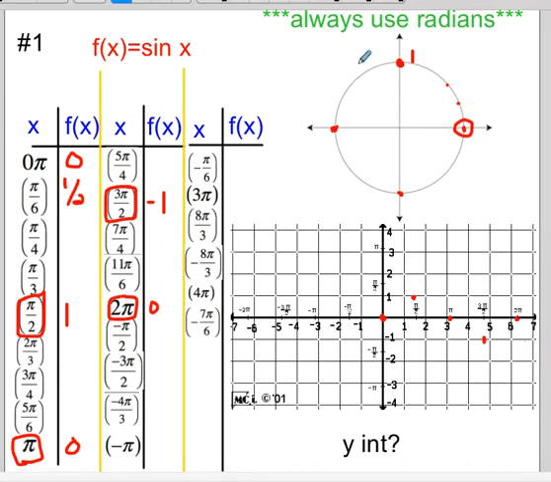And if I wanted to do negative angles, I certainly could. If I did negative pi over 2, just remember negative angles go clockwise. So negative pi over 2, which is right here, that's going to be -1. So if I plug in negative pi over 2, I get -1. Negative pi is going to be right here, so the y coordinate is 0, so sine is 0. Negative 3 pi over 2 would be if I came all the way back here.